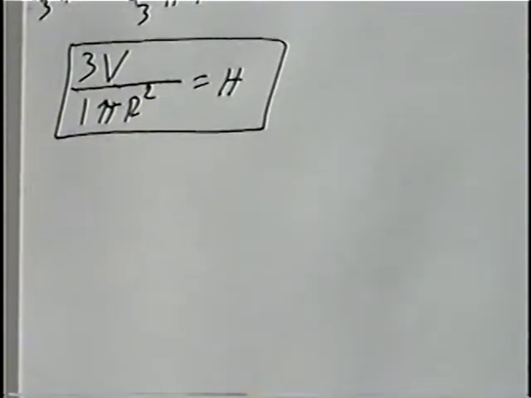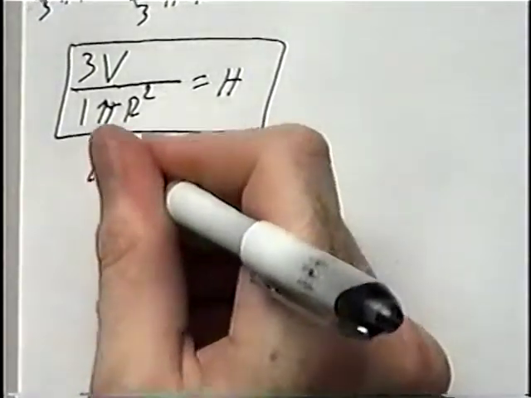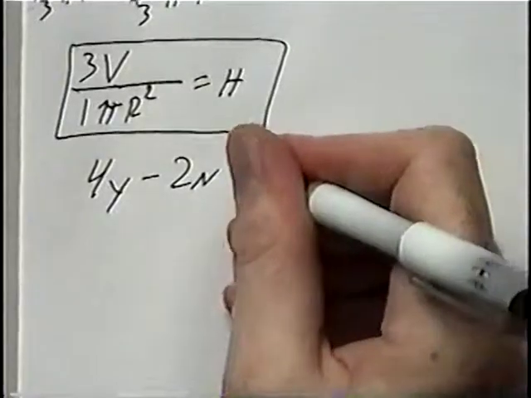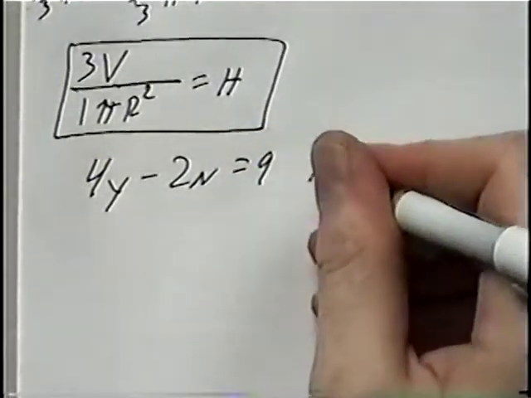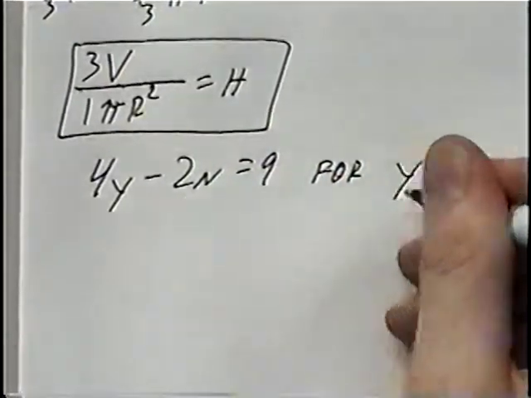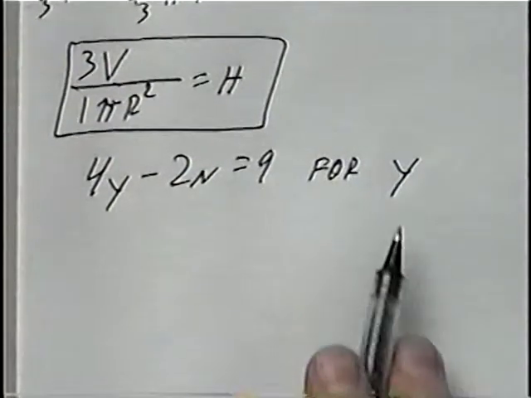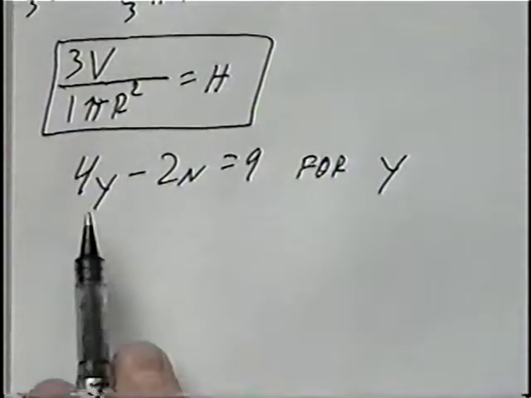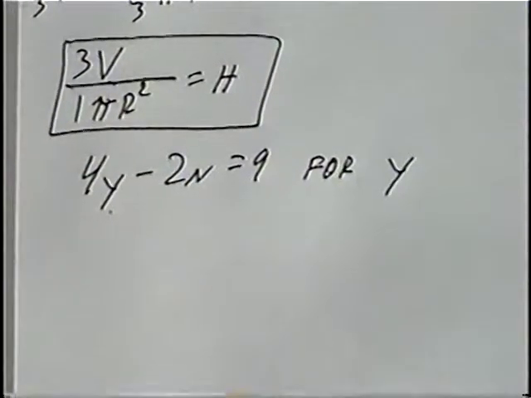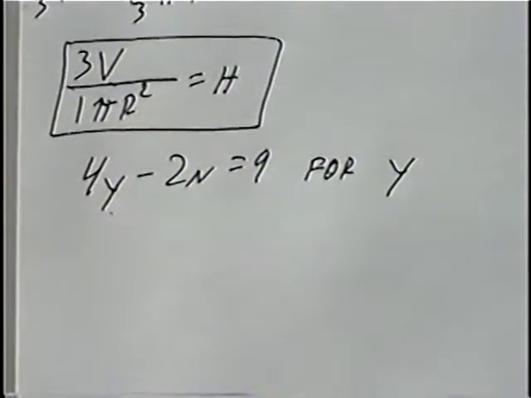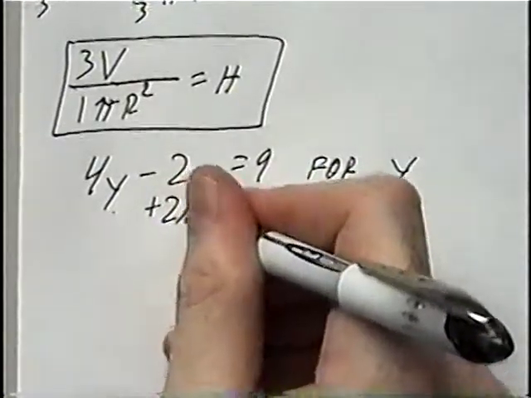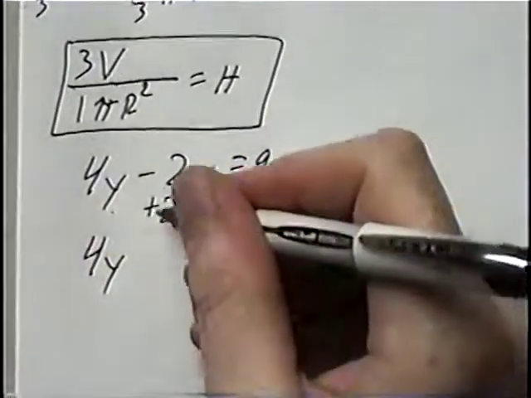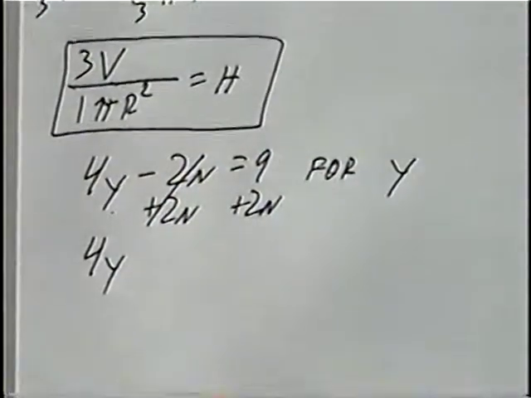Second question, and last question for the section. 4y minus 2n equals 9. And we're solving for y. Again, if we're solving for y, that means we want to isolate y and get y by itself. So our final answer would be y equals. First step in this one is to add 2n to both sides. 4y would come down, minus 2n and plus 2n would cancel.